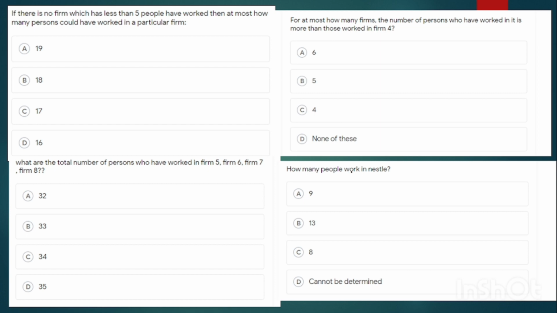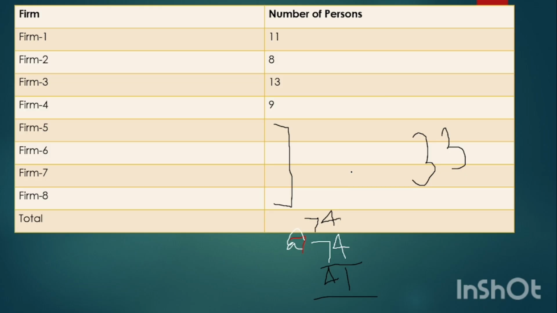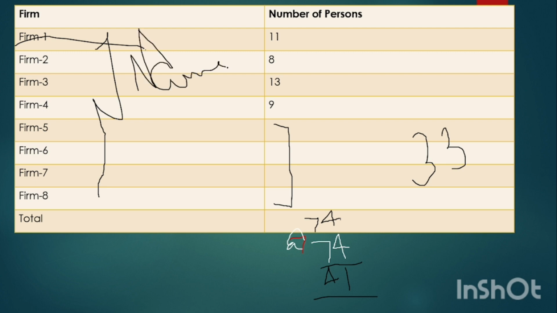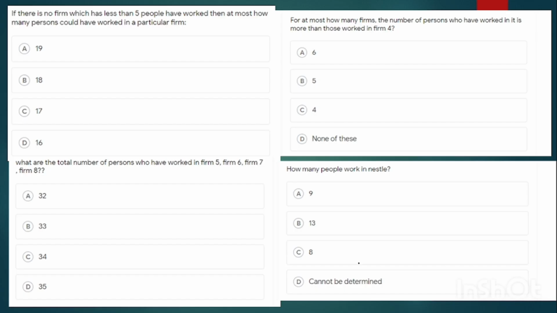How many people worked in Nestle? Do we have any information on how many persons worked in Nestle? Are we given the names of the firms, or only firm numbers? As we can see, it's only firm numbers. The name of the firm is not mentioned to us. So with this, I can say I cannot determine the number of people who worked in Nestle.